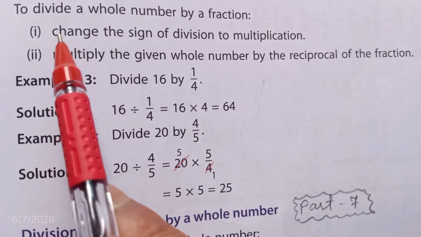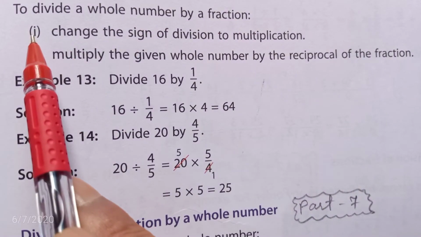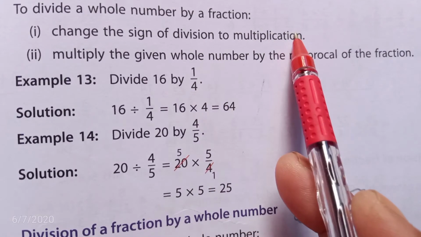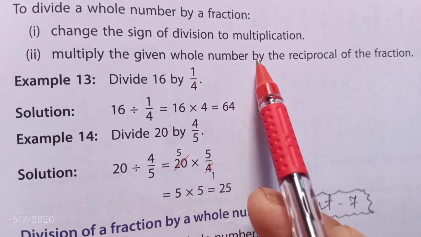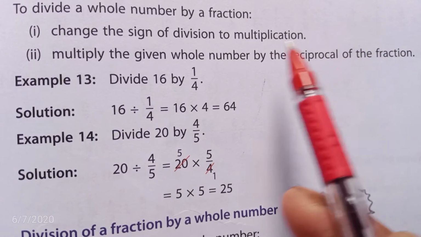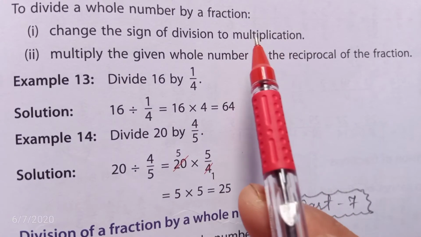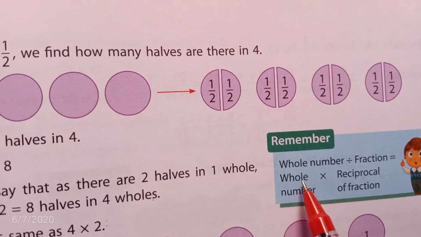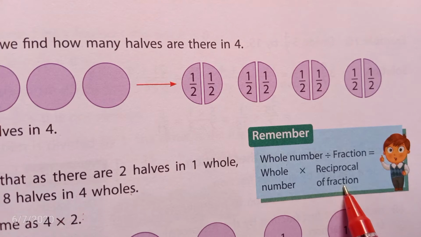So students, you got a formula for division of fraction. First, change the sign of division to multiplication. And second, multiply the given whole number by the reciprocal of the fraction. This is the formula for dividing a whole number by a fraction. Means whole number divided by fraction equal to whole number into reciprocal of fraction.